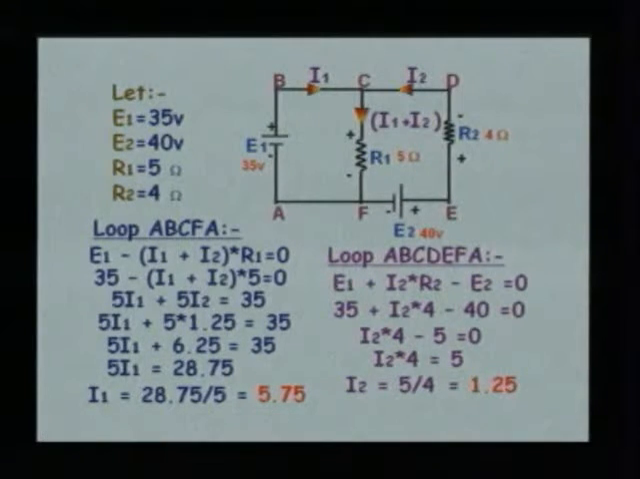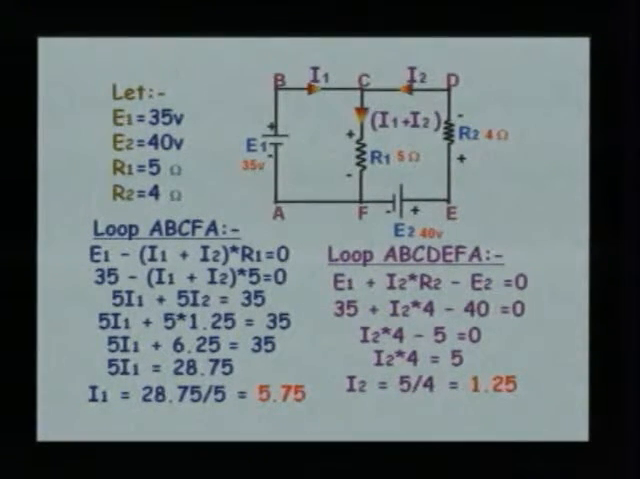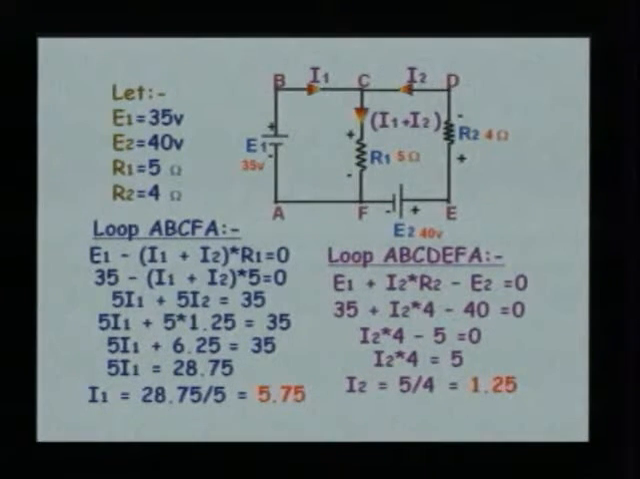So, we have solved the problem and obtained the currents I1 and I2, I1 being 5.75 amps, I2 being 1.25 amps. Likewise, any circuit can be written down into a number of equations and solved. If the unknowns are more than 3, then we have to go for solving the network by using matrix methods.